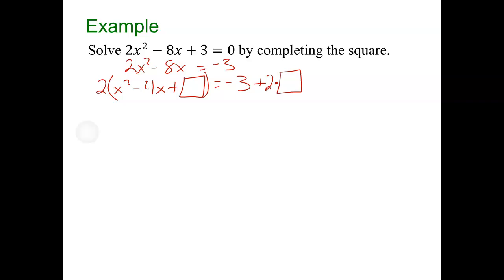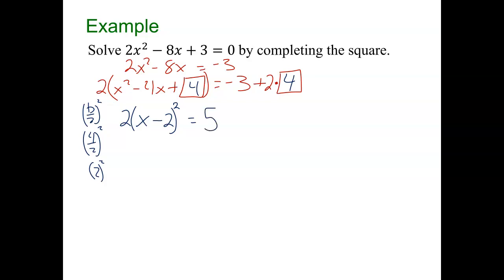Now I need b over 2 squared before I can factor. What's my b value? 4. So that simplifies to what? 2. And then square it? 4. Now we can factor and simplify. What am I going to have on the left? I have 2 times x minus 2 squared. On the right side, 2 times 4 is 8, plus negative 3 is 5.